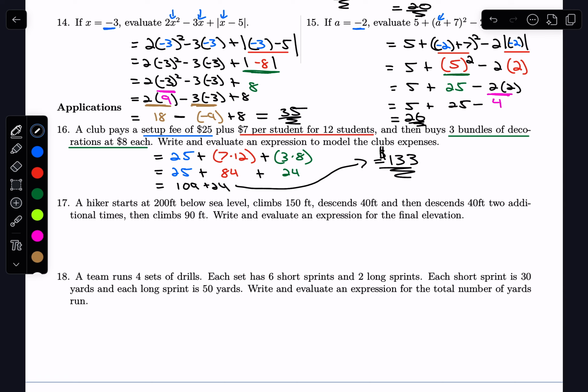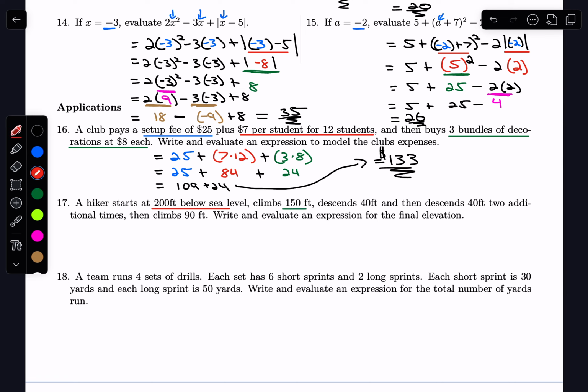All right, number 17. A hiker starts at 200 feet below sea level, climbs 150 feet, descends 40 feet, and then descends 40 feet 2 additional times, then climbs 90 feet. Oh, we're going up and down. Okay, so let's go ahead and highlight in red and green here. We start 200 feet below sea level, so that's going to be a negative because we're below sea level. Then we climb, meaning we go up 150, so that's going to be a positive.